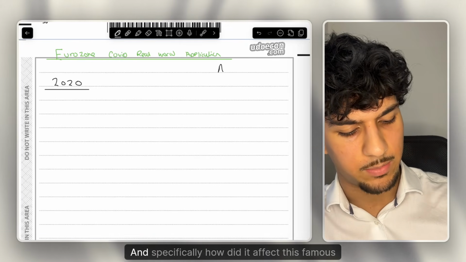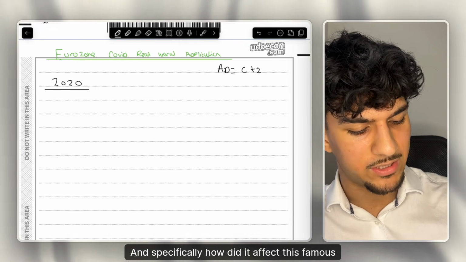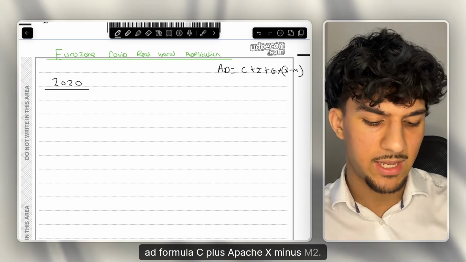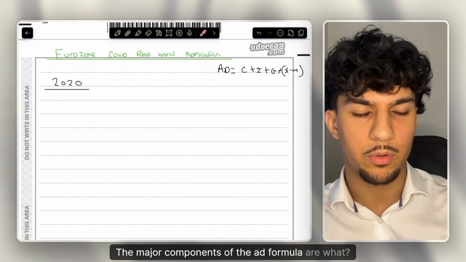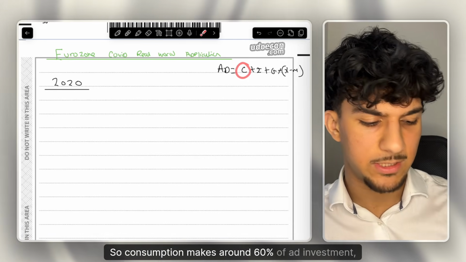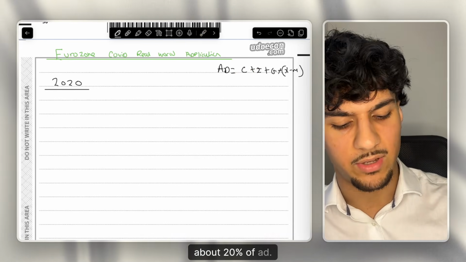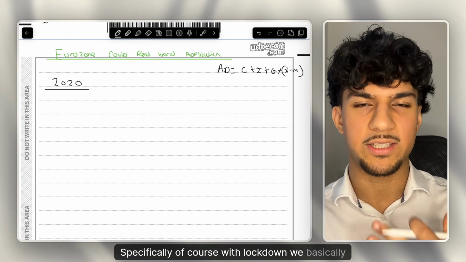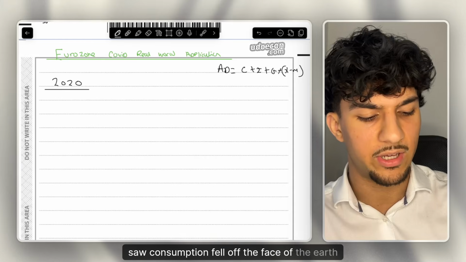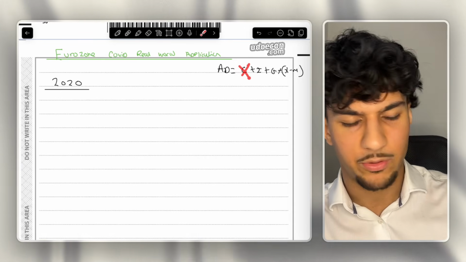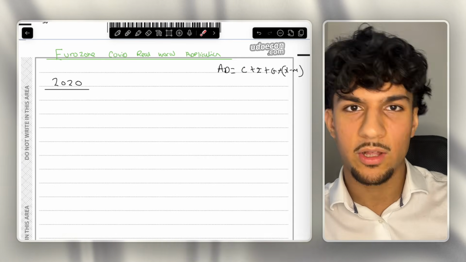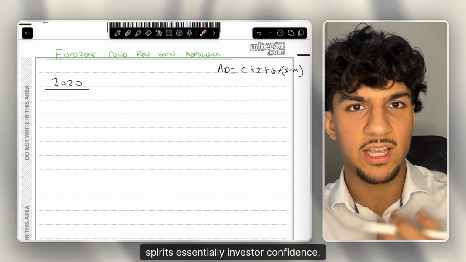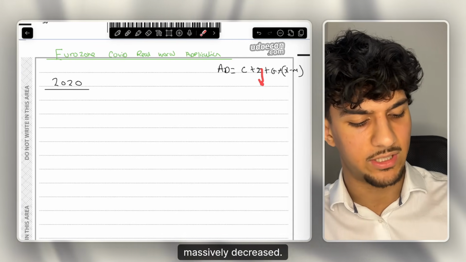What did lockdown do, and specifically how did it affect this famous AD formula? AD is C plus I plus G plus X minus M. Two of the major components of AD are consumption, which makes up around 60% of AD, and investment, about 20% of AD. How did lockdown affect those components? With lockdown, consumption fell off the face of the earth, essentially non-existent. Investment, if you think about things like animal spirits, investor confidence and consumer confidence, massively decreased.